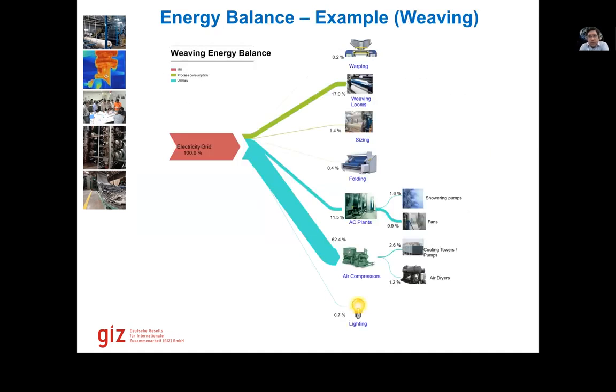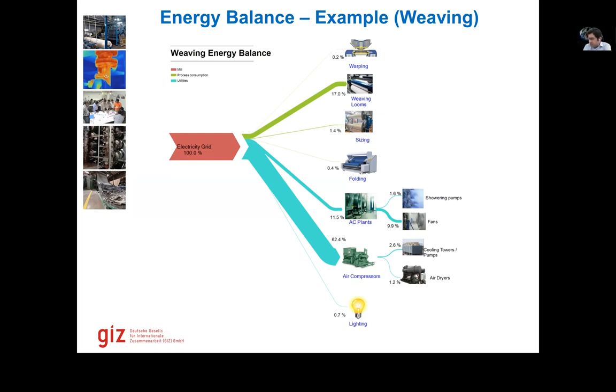A usual energy balance of a weaving mill is that biggest energy is going into air compressors. In this factory, 62% of electrical energy was going into air compressors, 17% was going into weaving process, 11% was going into air conditioning and ventilation system.